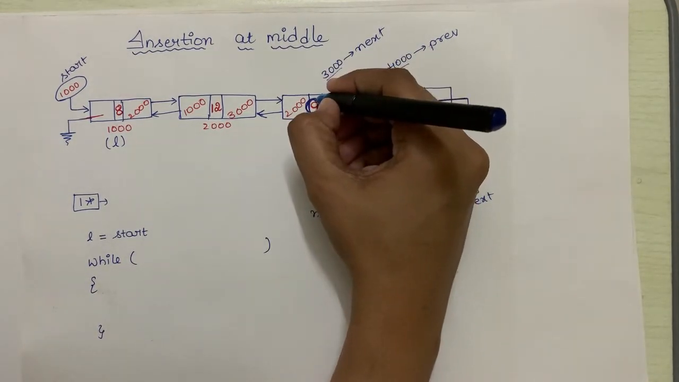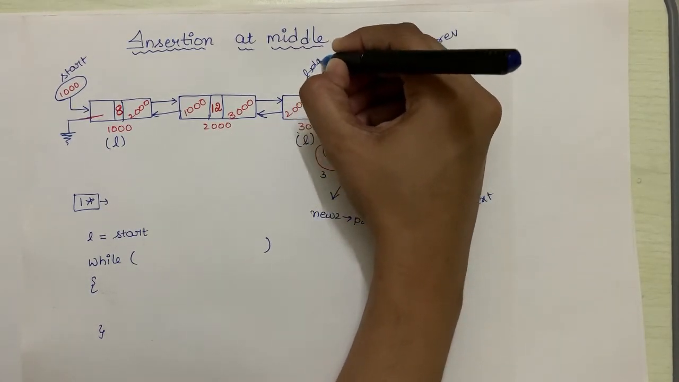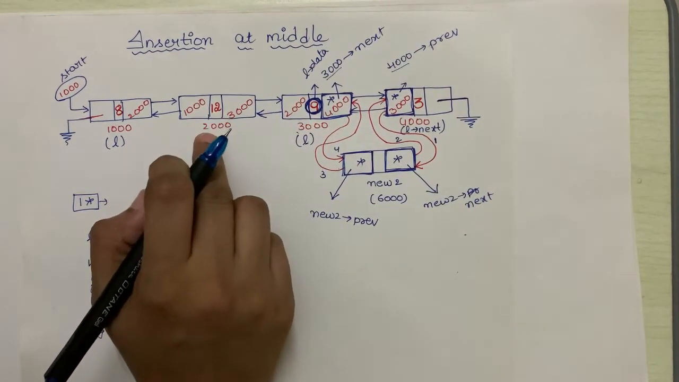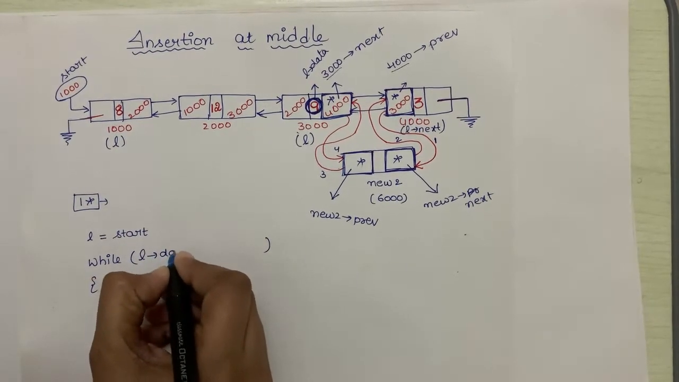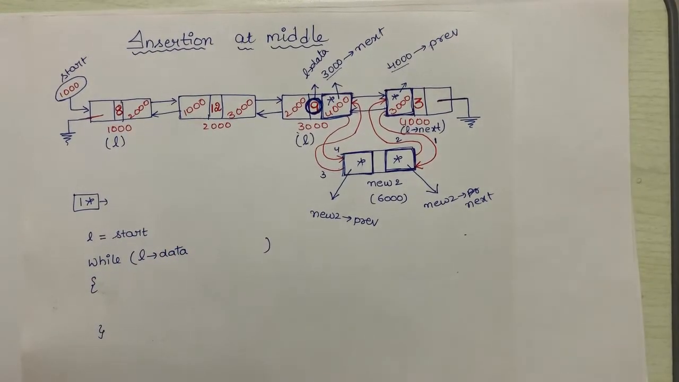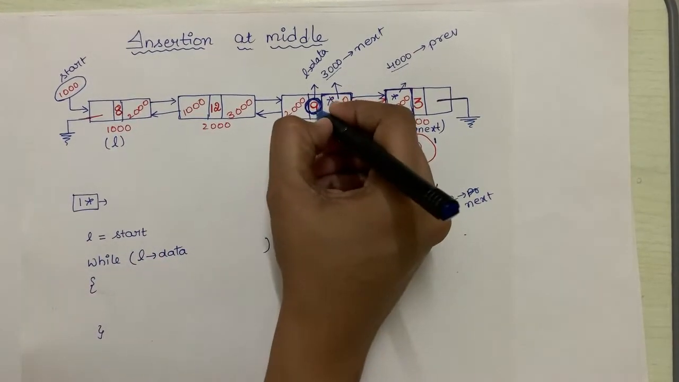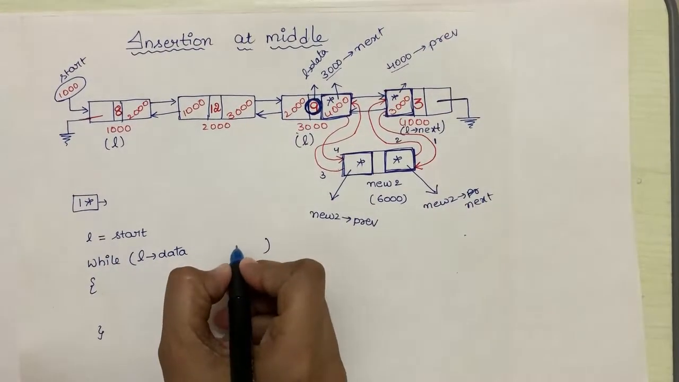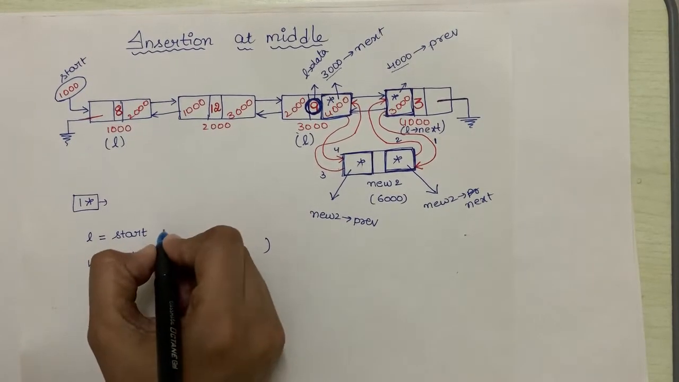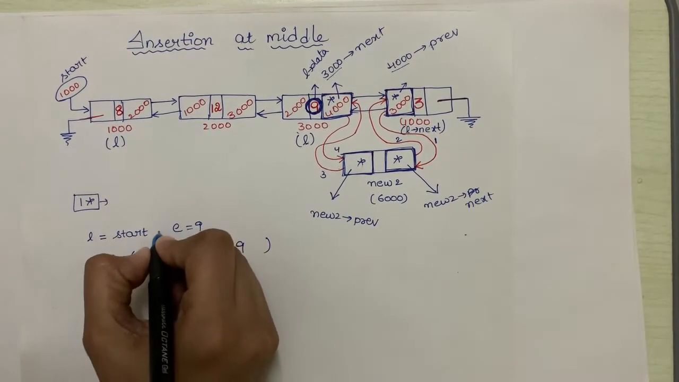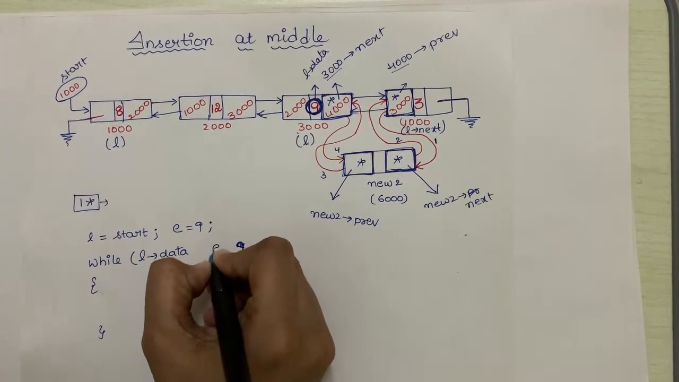What is the name of this field? L data. This field is also the data part. So using the data part I will write down the condition. This loop should be repeated until the value 9 has occurred. I can't directly write 9 here, so I am assigning that 9 to some value E. So here I will write E.